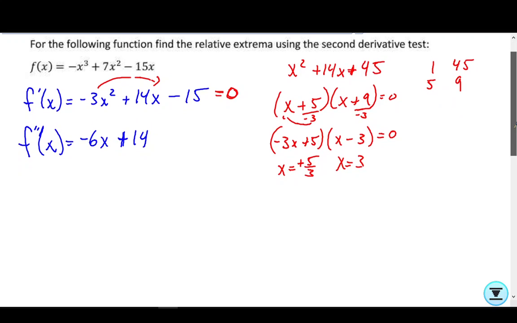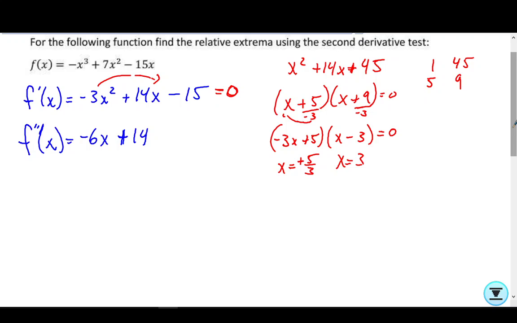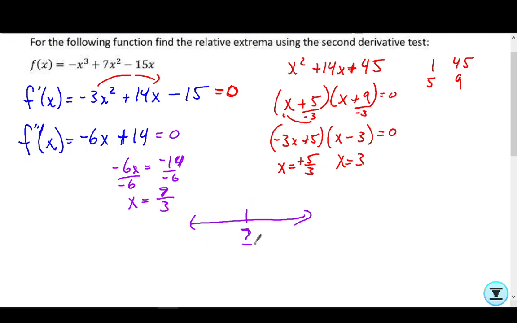So those are my critical points. Now, I'm going to use the second derivative test to test them. So now I'm going to find the zeros of my second derivative. So move the 14 over, so you get -6x equals -14, divide by -6. So you get x equals 14 over 6, or 7 over 3. Okay, so that's what I'm going to use. So I put 7 over 3, that's my 0. And 7 over 3 is basically 2 1/3.